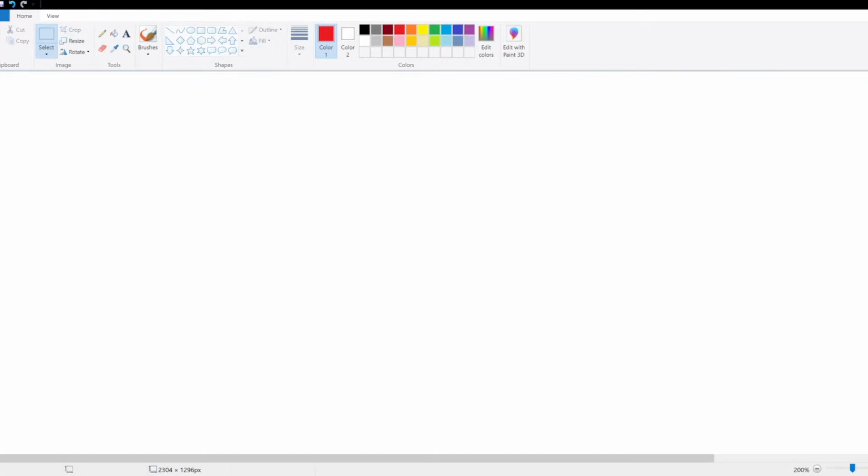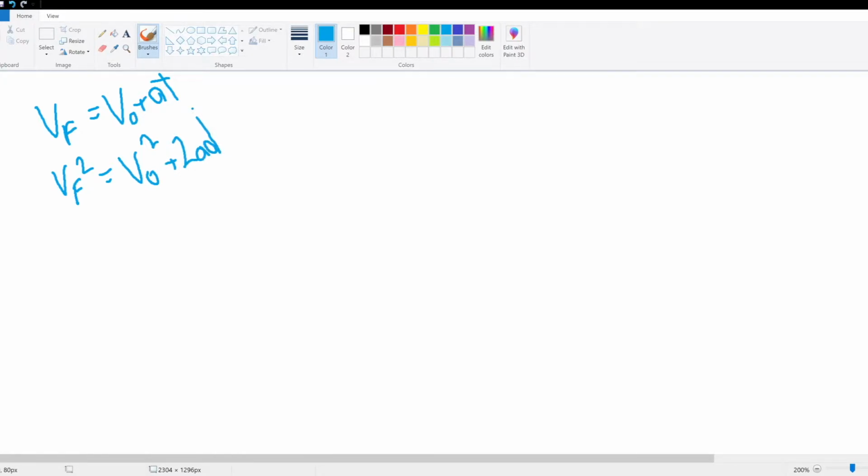So which kinematic formula should we use? If you don't know the kinematic formulas already, let me write them down real quick. V final is equal to V initial plus AT. And our next one is V final squared is equal to V initial squared plus 2AD. Okay. So we immediately realize that this formula doesn't work because we don't have any time in it. Oh yeah, and we know that this formula doesn't work because we don't have our V final. Now let's see the next formula.